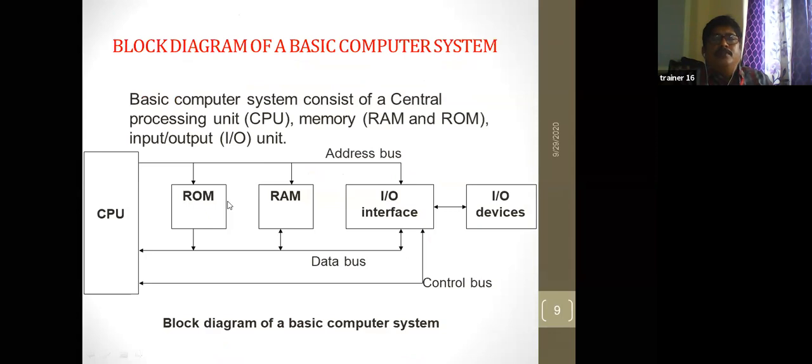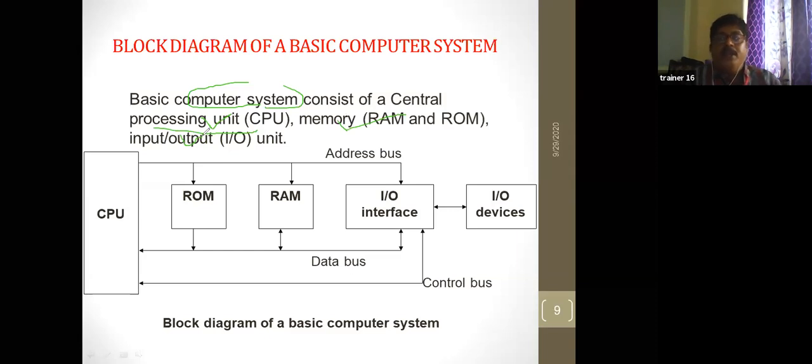So this is the block diagram of the computer. See here, the central processing unit. I told you the other names are processor, microprocessor, or we can also call it a microcontroller. This computer system consists of three major components: CPU, memory (RAM and ROM), and input and output devices.